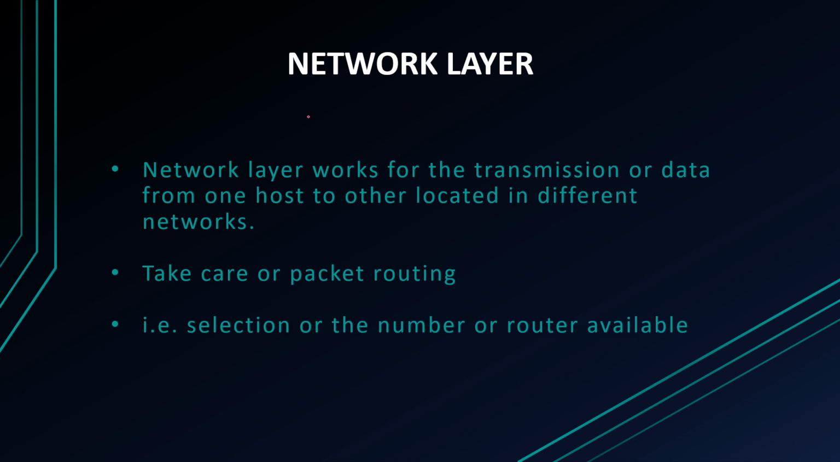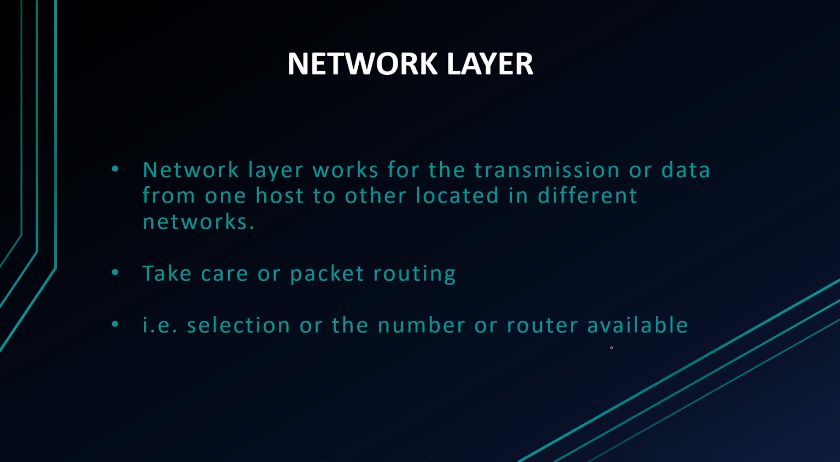Next is the network layer. This is the third layer of the OSI model. The network layer is responsible for the transmission of data from one host to another located in a different network. It takes care of packets and routing, that is, selection of the route among the routes available.